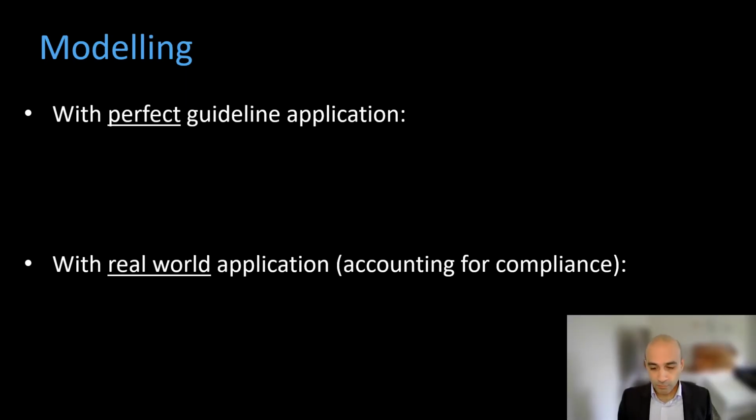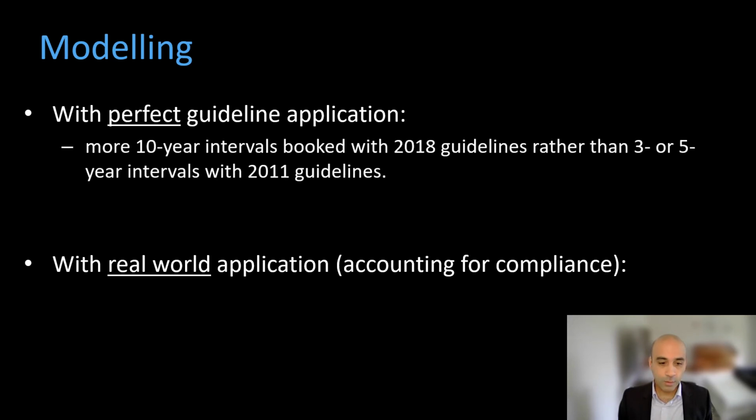So we looked at the modeling equation. So we looked at the data that we had and we said, well, what would happen if we followed the 2011 guidelines for 5 and 10 years versus what would happen if we followed the 2018 guidelines for 5 and 10 years? Initially, we looked at perfect guideline application. In other words, if compliance was 100%, if we followed the guidelines perfectly, what would happen is we would have more 10-year colonoscopies booked with the 2018 guidelines, which means we would have fewer colonoscopies over time that we needed to do.